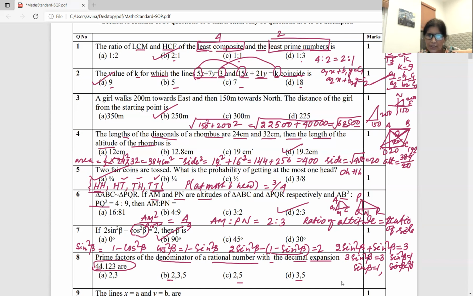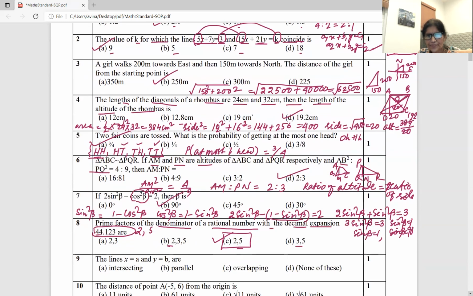तो ये terminating decimal है। जो terminating decimal होते हैं तो उनके denominator में सिर्फ 2 and 5 factor रहता है। So the answer will be C. Now if it were other than this, it would be dot dot dot, that means non-terminating, तो हम दूसरा सोचते हैं। लेकिन ये terminating है, खत्म हो जा रहा है, तो उसका factor सिर्फ 2 और 5 आएगा। 2 and 5, only 2 and 5, not 3, not any other.